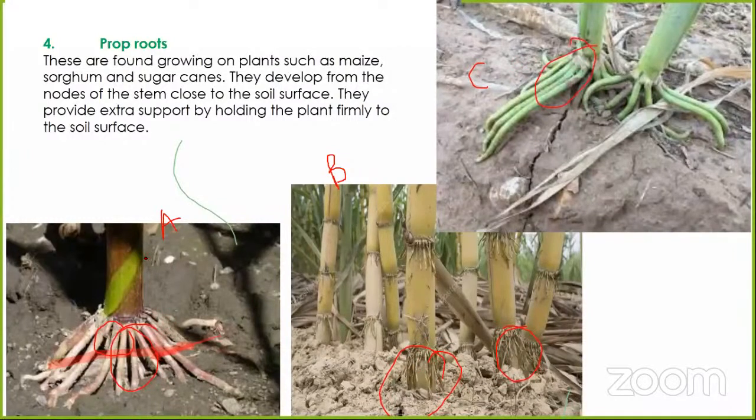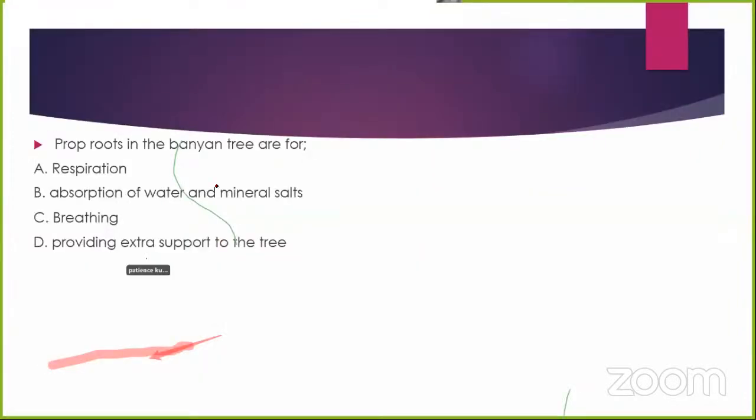Okay, and then we have a question here. If you have been following, prop roots in the banyan tree. I don't know whether you've ever seen the banyan tree. Prop roots in the banyan tree are for. So you can either tell me whether A, B, C, or D. So what do you think is the answer?